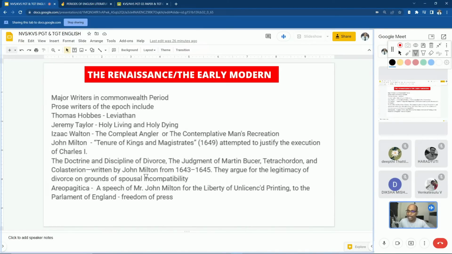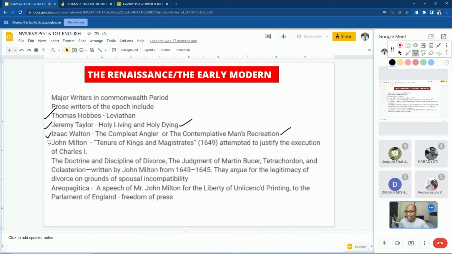There are some major writers in the Commonwealth period. See, the Commonwealth period is like a Taliban government, I said. So there was not much work done during this period, but there are a few writers who cannot be ignored. The major prose writers were Thomas Hobbes, Leviathan; Jeremy Taylor, Holy Living and Holy Dying; Isaac Walton, The Complete Angler or The Contemplative Man's Recreation; and John Milton, poor fellow, he was born in a wrong age.